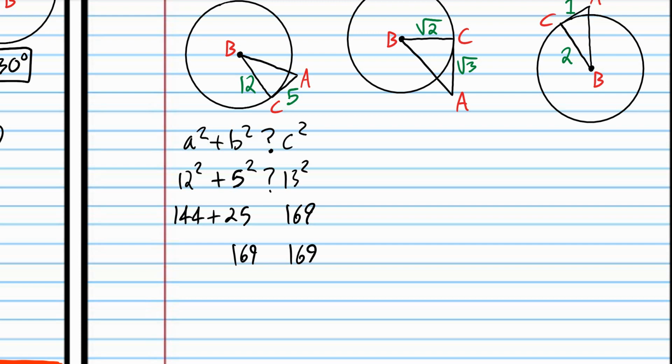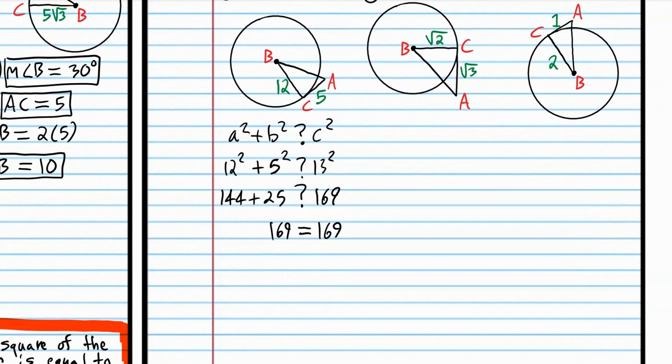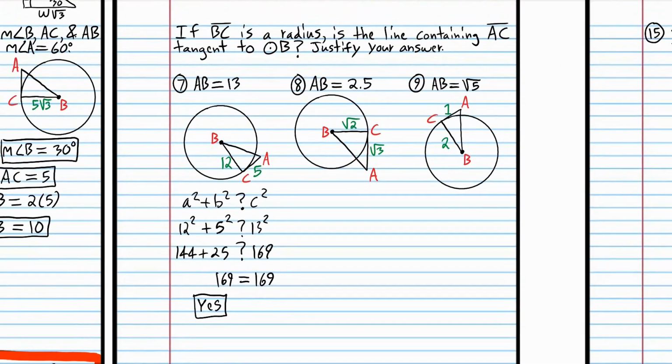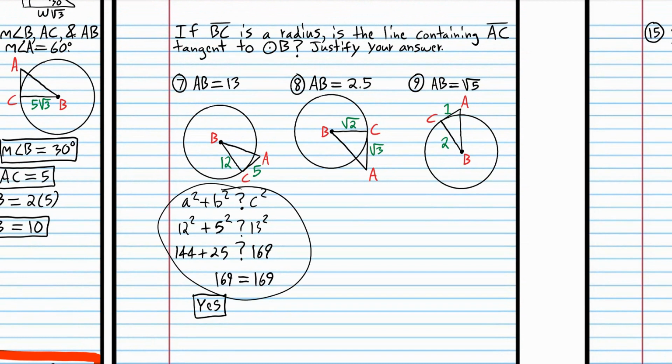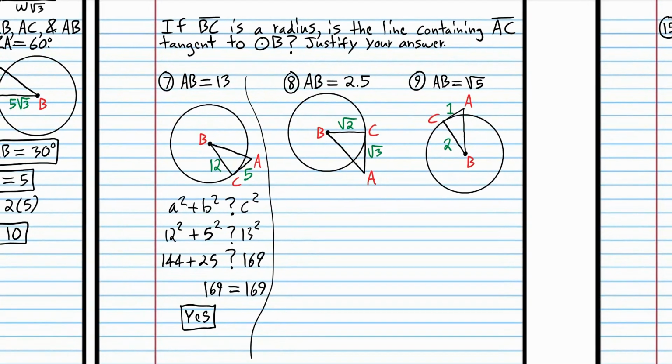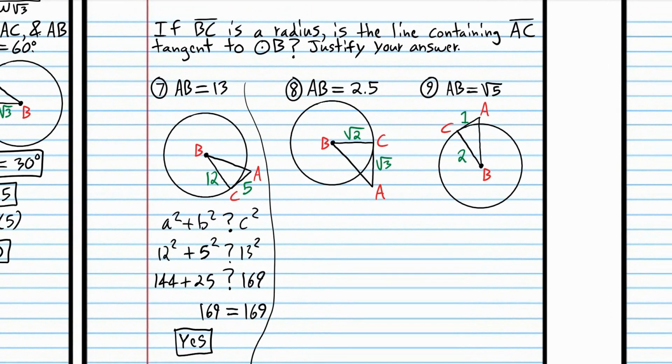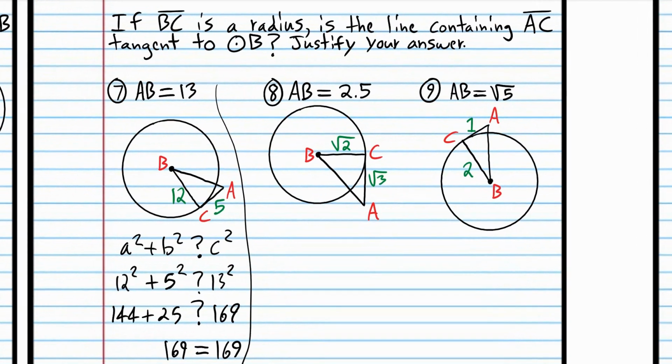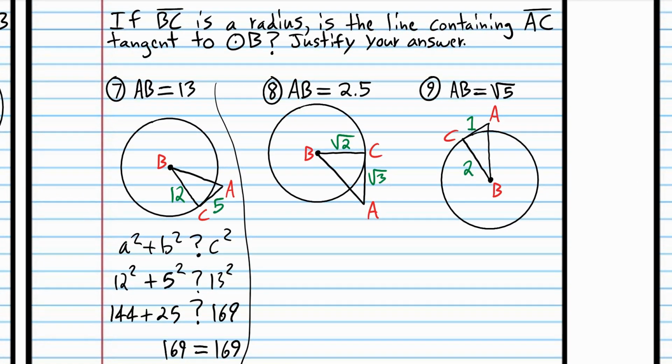So it was question marks, and then we see, yes, it does work. So the answer is yes, the line containing AC is tangent to B at C. And it says to justify your answer. That's pretty much what this is here, the justification. So this might seem a little complicated, but it's really easy. You're just trying to plug in those numbers to see if the Pythagorean relation works. So I'm going to write it out again.